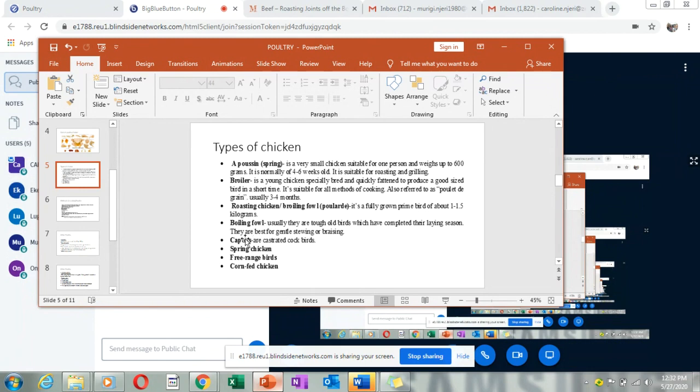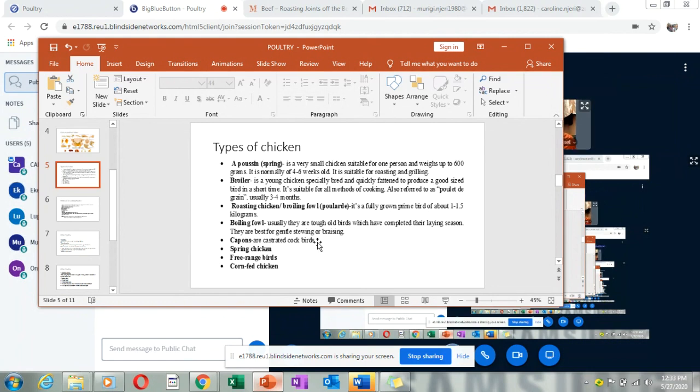Then we have capons. Capons are castrated cocks. You can also roast or grill them. Because they don't use any of their energies in mating, they tend to grow fat, to eat and grow fatter. So they are big, weighty, and very tender.